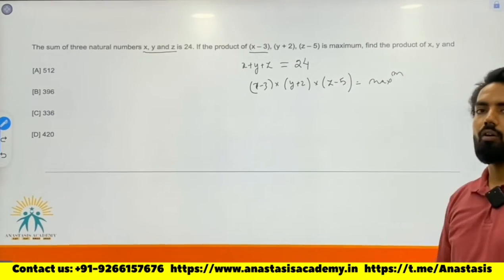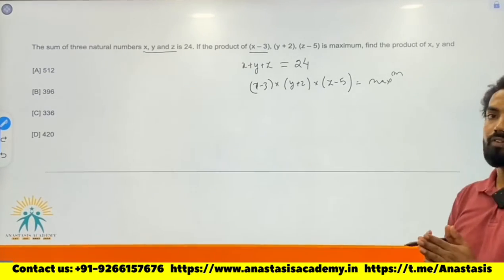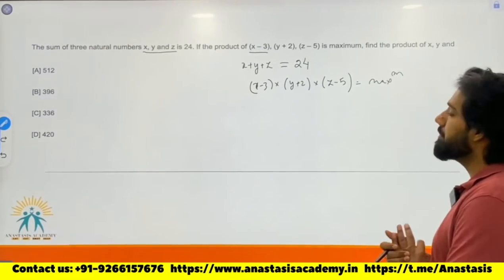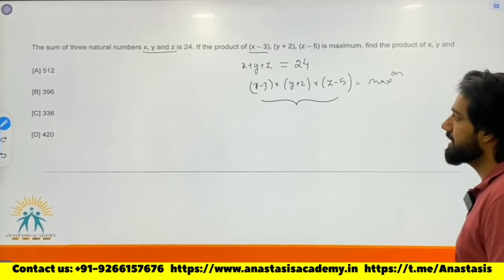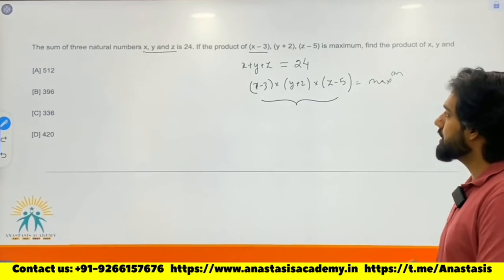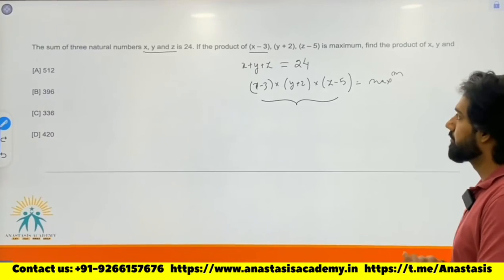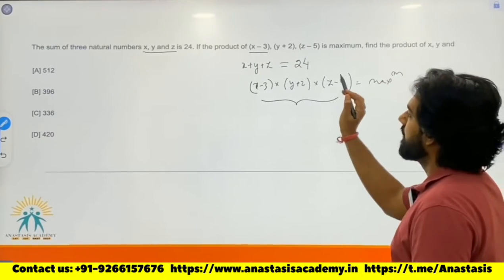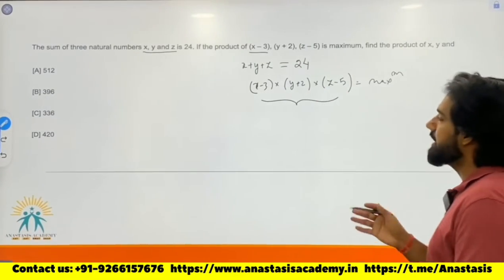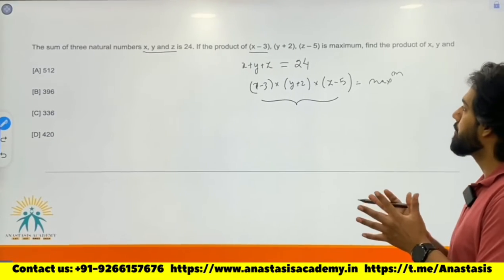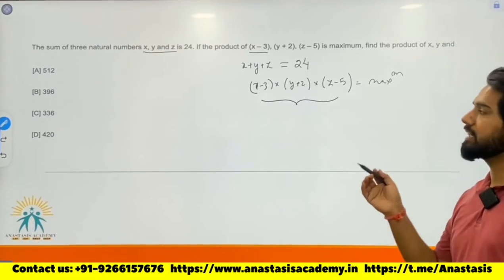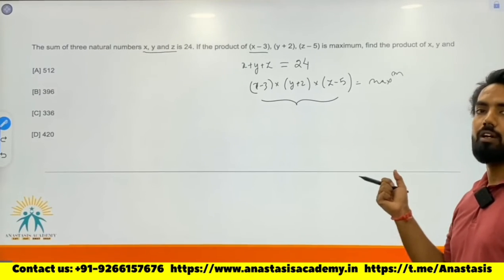I know the product of three natural numbers will be maximum when these three numbers are closest possible. Or you can say when the sum of any three natural numbers is constant, then the product will be maximum when these three natural numbers are closest.